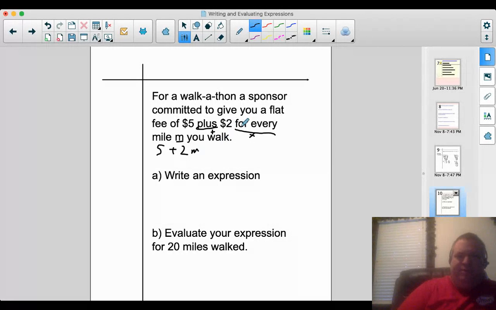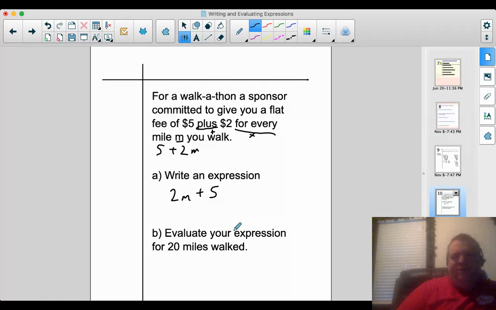Anytime there's an "each," this much each kind of situation, that's multiplication. So my expression, let me rewrite it just a little bit, is 2m plus 5. 2 times the number of miles plus the flat $5. And that'll tell me how much money I'm getting total. Once I have that, I can evaluate my expression for 20 miles walked.